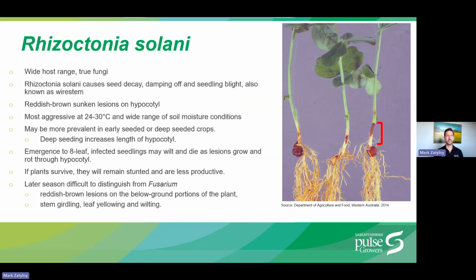Another one is Rhizoctonia solani. This one has a wide host range. It's a true fungi, and it likes, again, those warmer temperatures, doesn't quite need all the moisture that other root rots need, and really can impact a crop once it has that early season stress. Rhizoctonia is quick to get in there and infect the seedlings. And if it doesn't fully kill those seedlings, you're going to have a pretty stunted and less productive crop throughout the season.